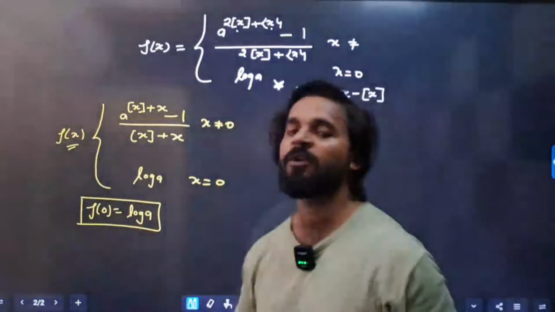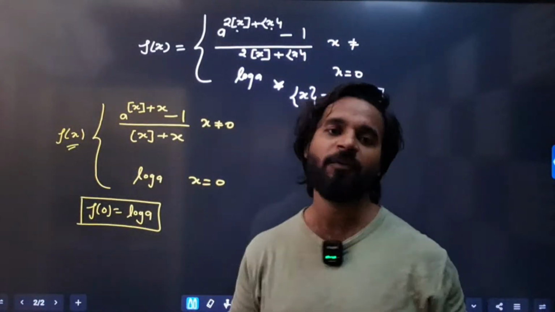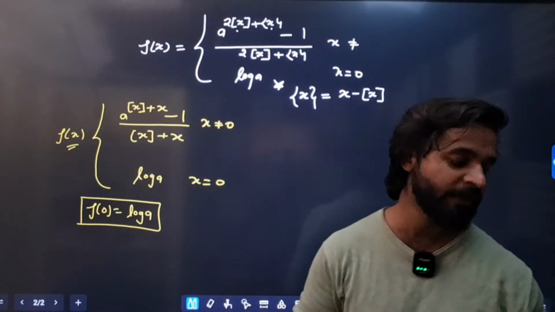So f of 0 is equal to log a. So it is fixed. The value of f of 0 is equal to log a. Now we find LHL and RHL.